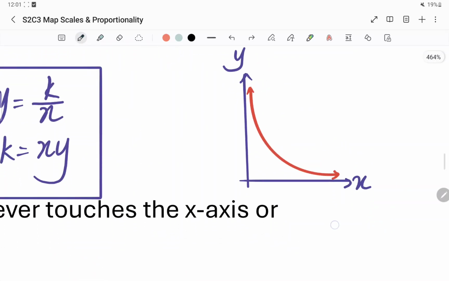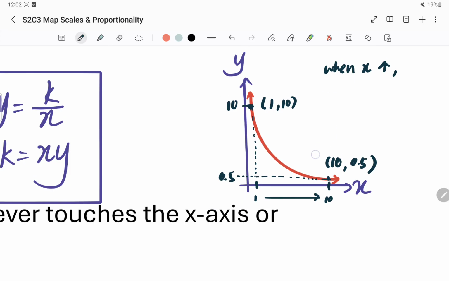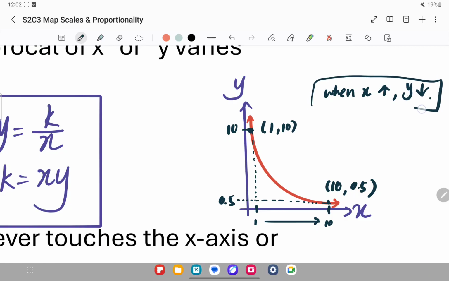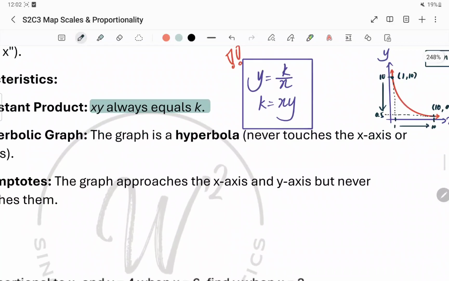So for example, you see this is 1, right? Let's say the higher one here is around maybe 10. When x equals 1, y equals 10. But when x increases, let's say until the value of 10, so when x is 10, can you see the value of y is very, very small, maybe 0.5? So can you see when x increases, y decreases. This is what we call inverse proportion. Okay, this is how the graph should look like.